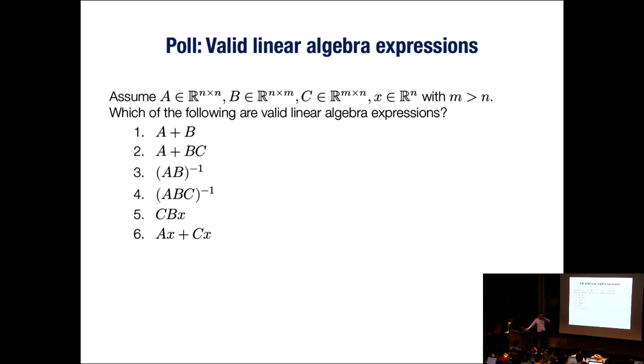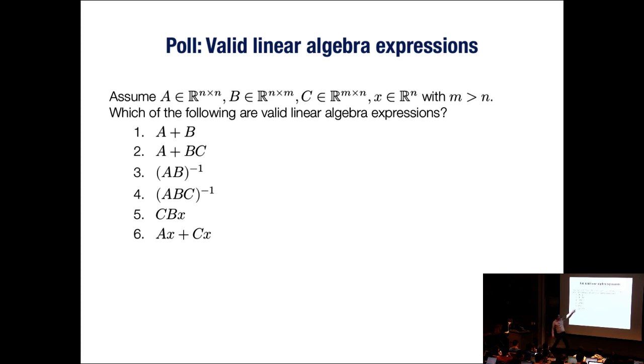Third one, is that a valid expression? Okay, that is not a valid expression, because you can form A times B, but A times B is n by m, and I'm saying here that m is strictly bigger than n. So it's not a square matrix, so you can't invert it.